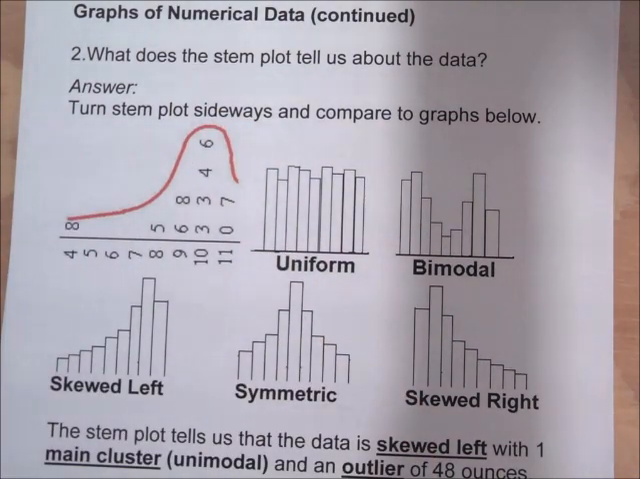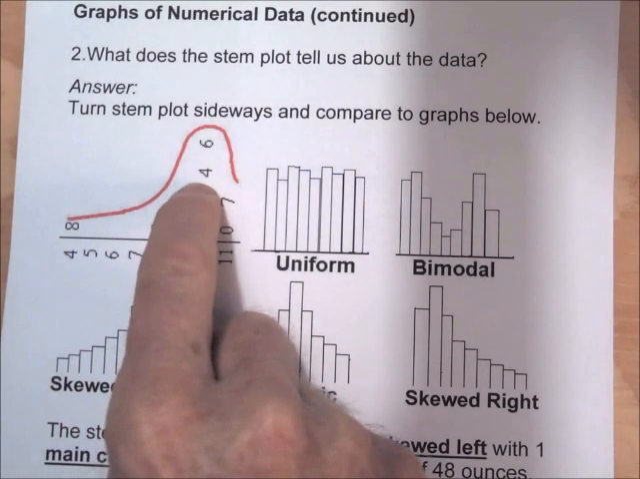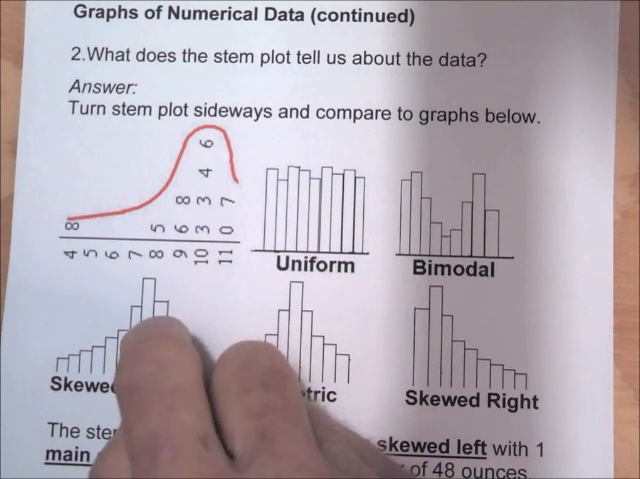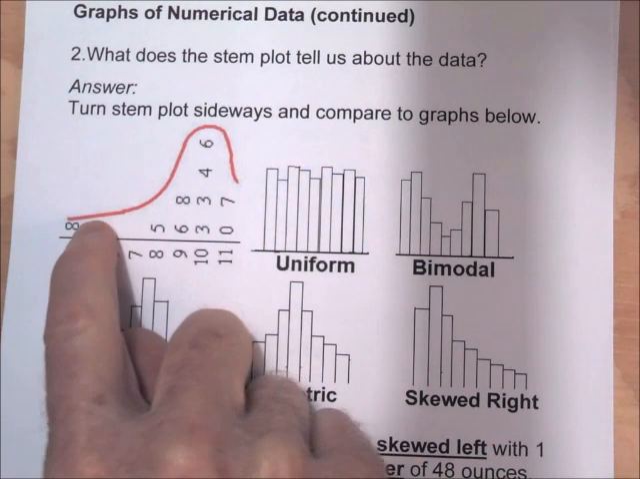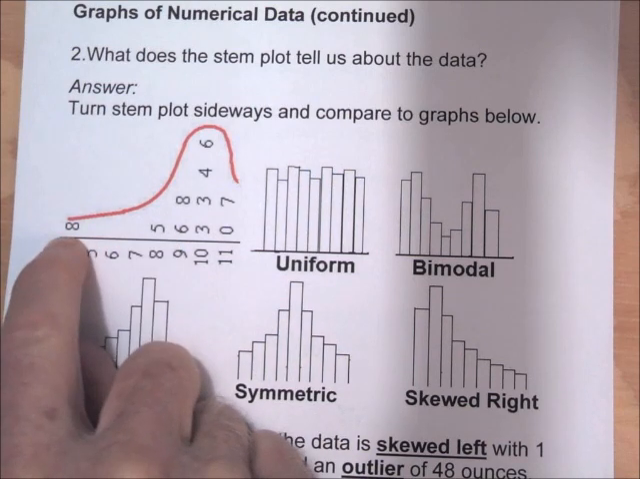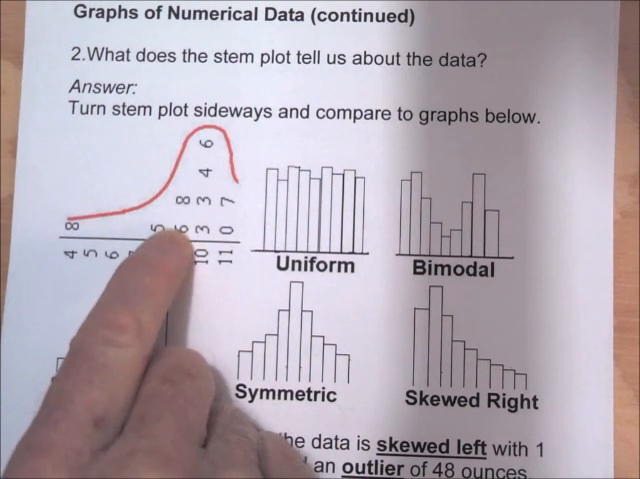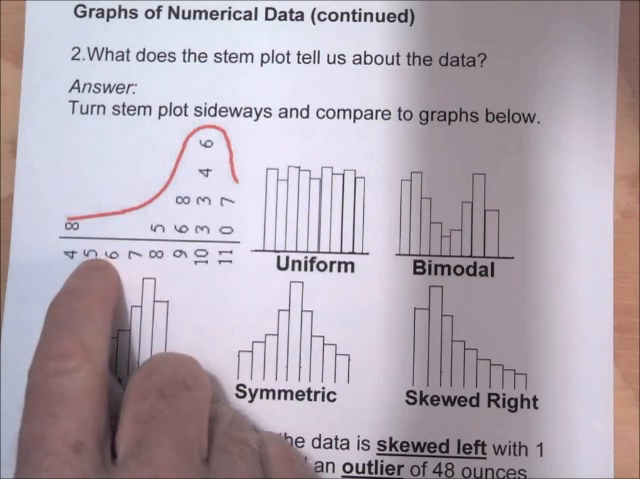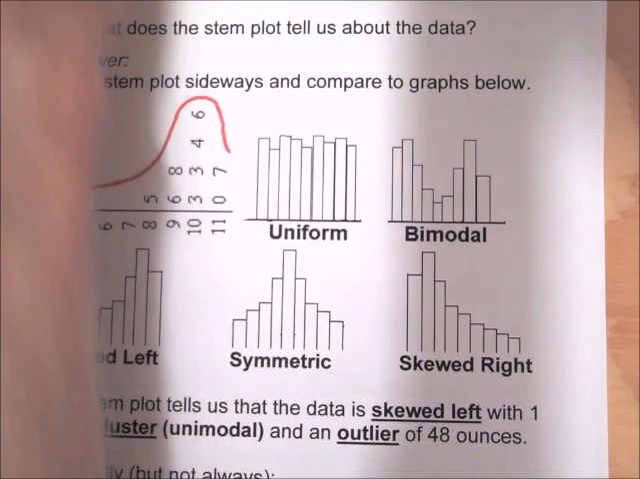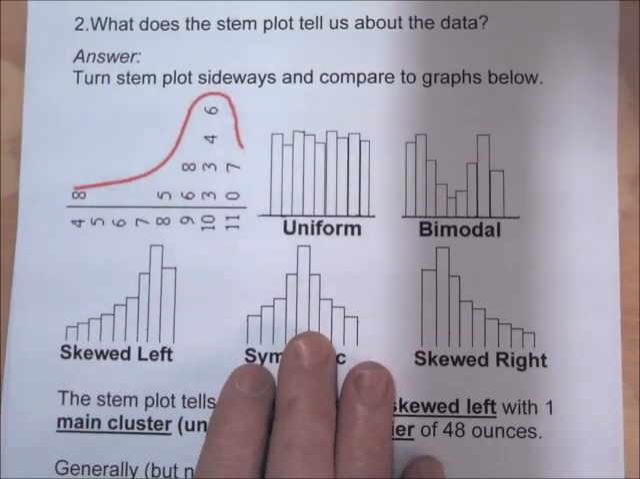The longer tail is on the left. We have one main cluster. The longer tail is on the left, so this would be a skewed left graph. It also appears that there's an outlier of 48 ounces. That's because we have this big gap between 48 and 85. Nobody in the 50s, 60s, 70s. So that's basically the description of the graph.